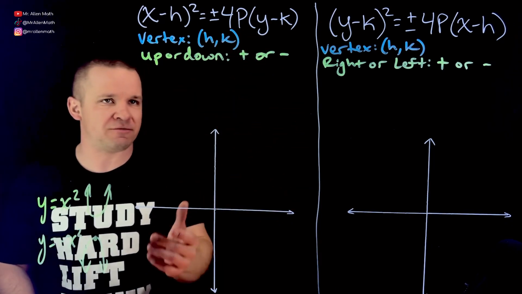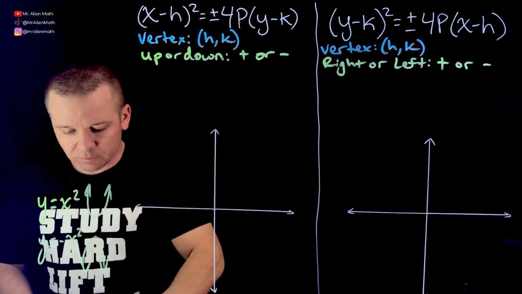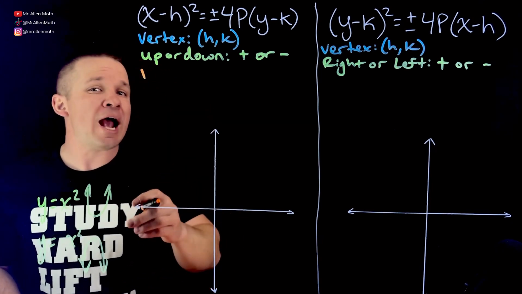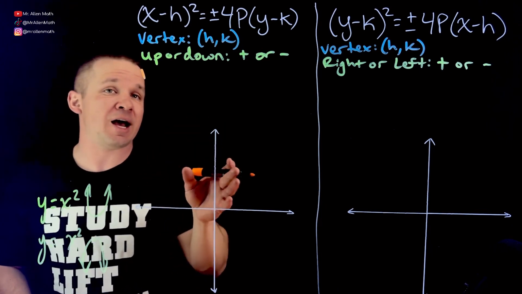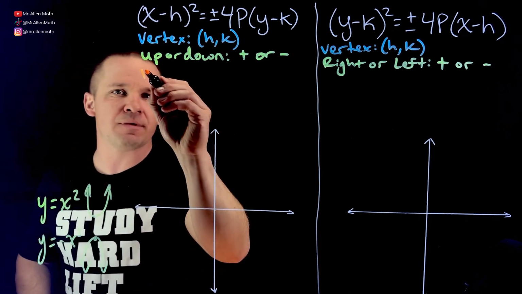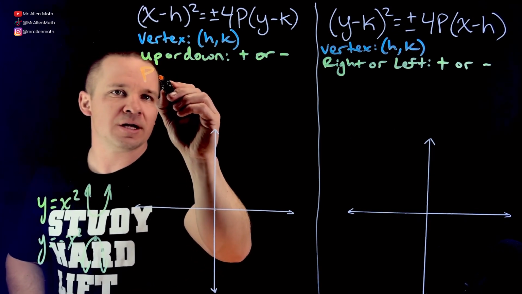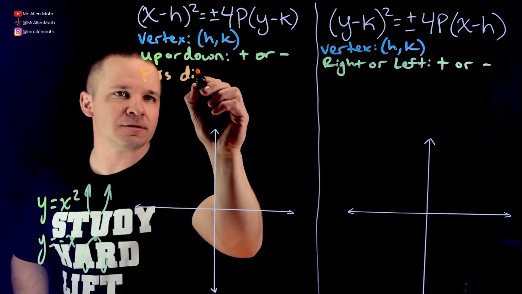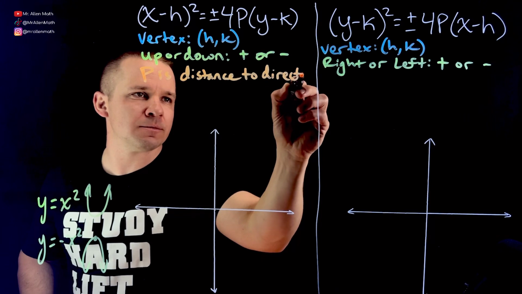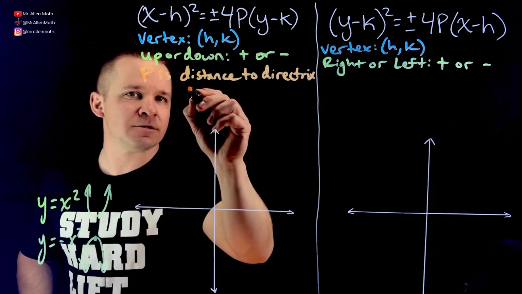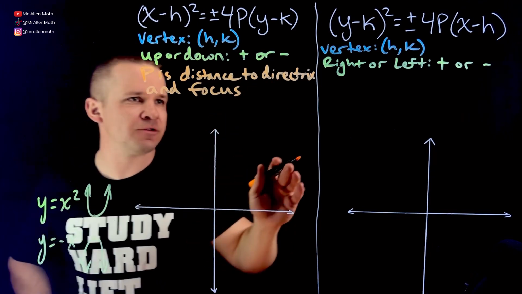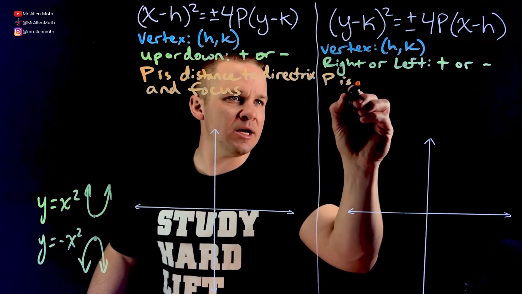So now what about this point p here, right? What is this p? I've never seen this variable before. So p is my distance to the directrix and the focus, okay? And you're like, wait, what in the heck is that? Okay, so let's write that down first, and then we're going to graph some things and make some sense of all this, okay? So p is distance to directrix and focus. All right, and that goes for this one as well, okay?